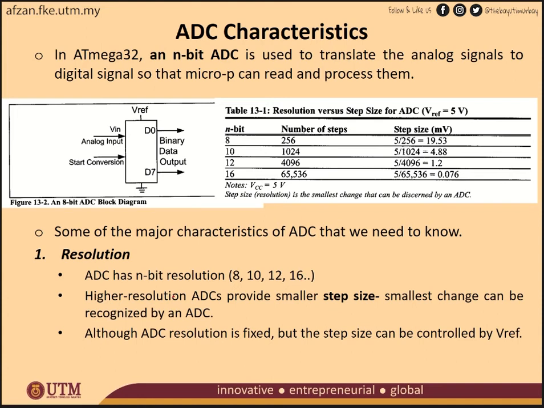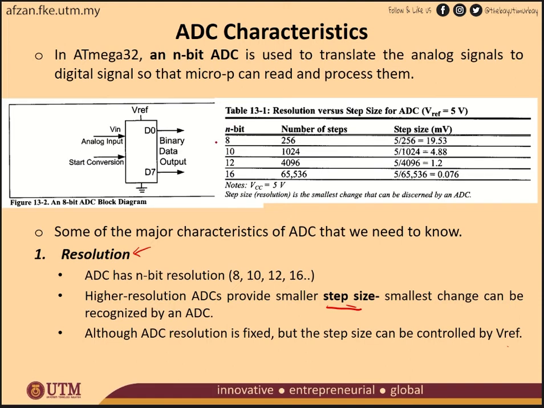Higher resolution ADC provides a smaller step size, which means a smaller change can be recognized by an ADC. The smaller the step size, the higher the accuracy. Although the ADC resolution is fixed, if you buy the ATmega32, it is a 10-bit resolution, so you cannot change from 10-bit to 12-bit, but you can change the step size by controlling your VREF. So this is how you calculate the step size.